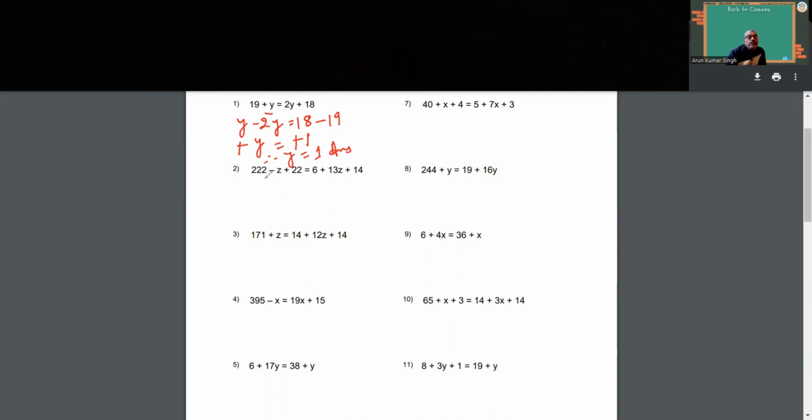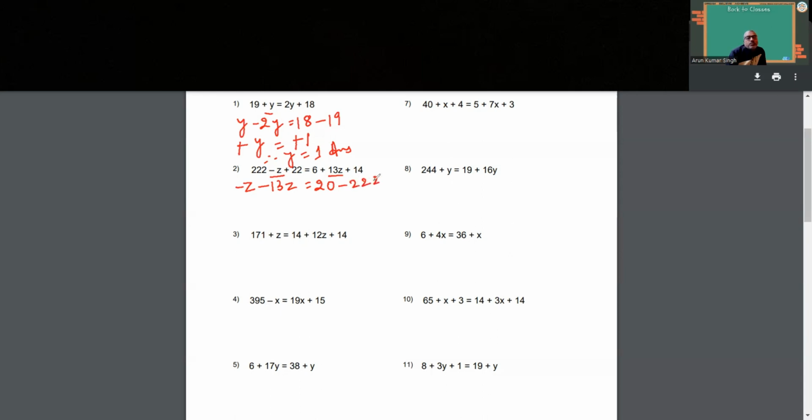So question number 2. So 222 minus z plus 22 equal to 6 plus 13z plus 14. So on left side, I will be bringing all variables. So here, first variable is minus z, and this side it is plus 13z. So here, this side it will be minus 13z. And here the first term is 14 plus 6 is 20. This is constant. And this side it is, so 22 minus 222.